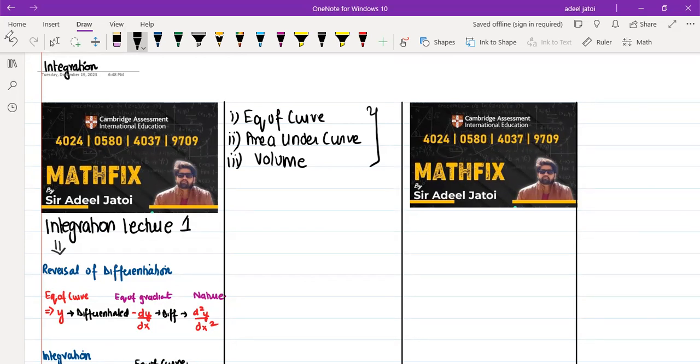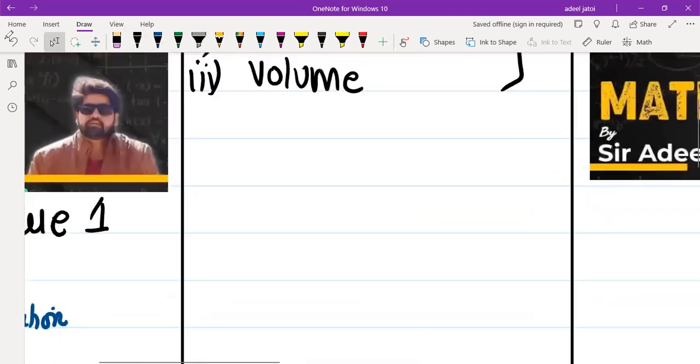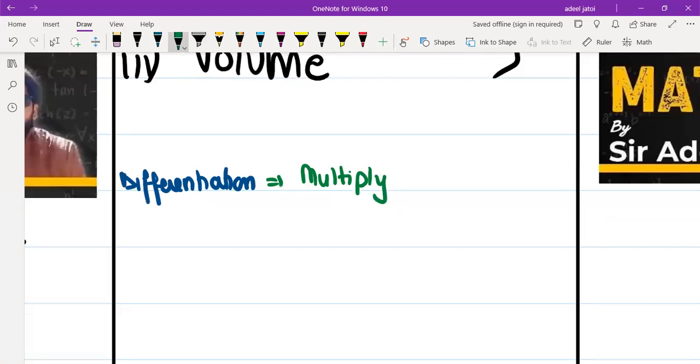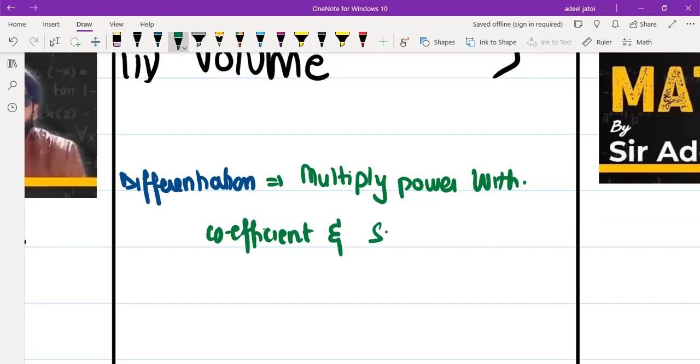Now, as I said, integration is the reversal of differentiation. So in differentiation, what we used to do was we used to multiply power with coefficient and subtract 1 from power.